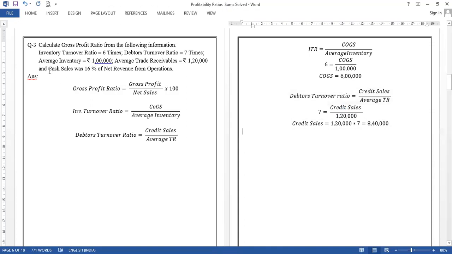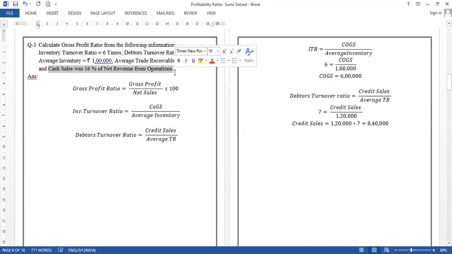Okay, now we have cost of goods sold with us, we have credit sales with us, and another hint given to us is cash sales was 16% of net revenue from operations. This is a very, very important hint for the sum.